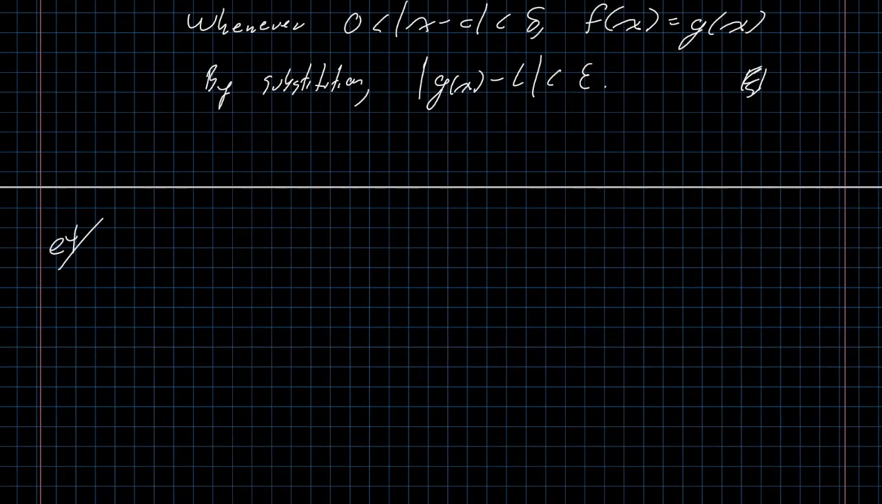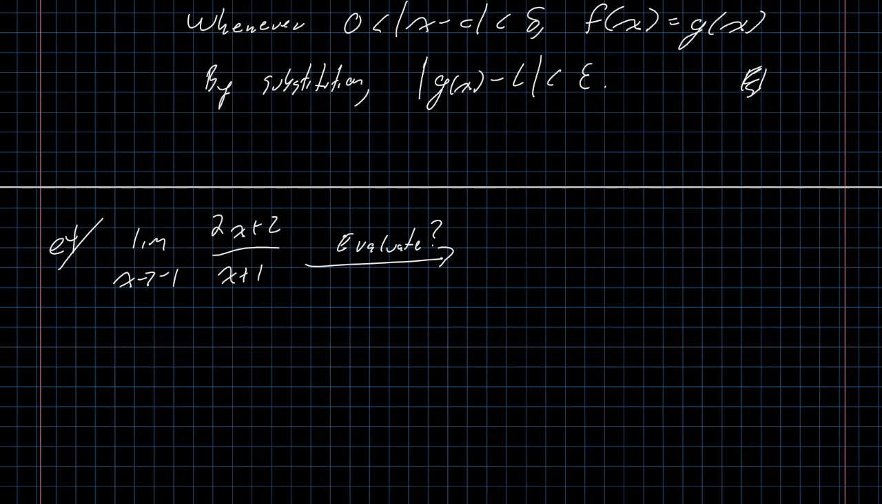Right? How do we use that? Well, if we want to take the limit as x approaches -1 of (2x + 2)/(x + 1), and we try to just evaluate, plug in x equals -1, we get 0 divided by 0. We call 0 divided by 0 indeterminate form.